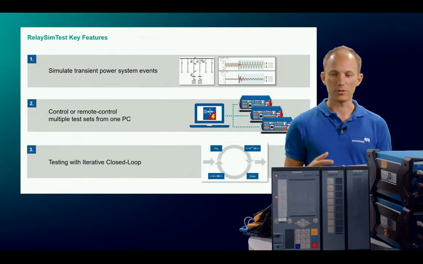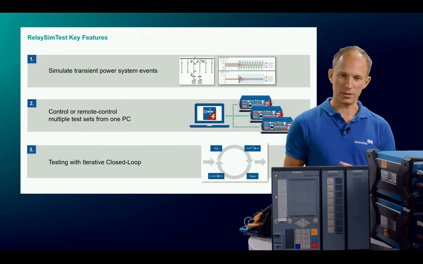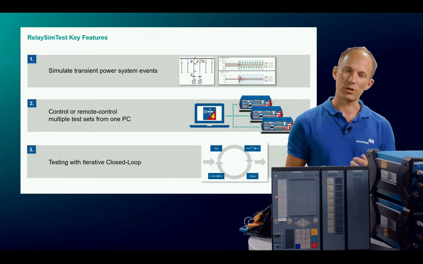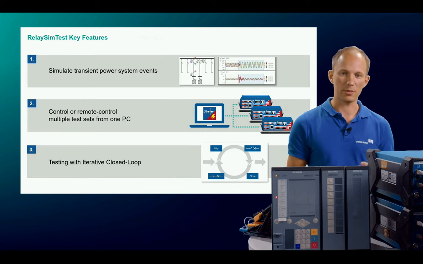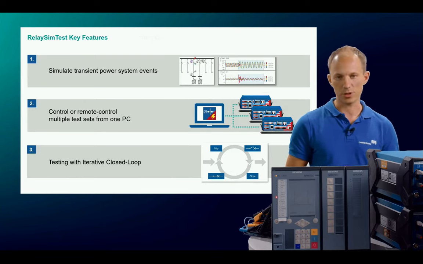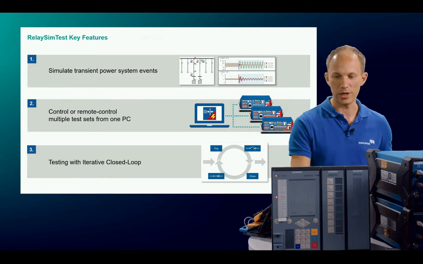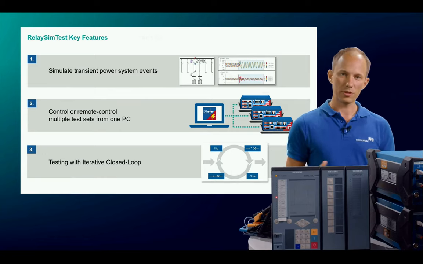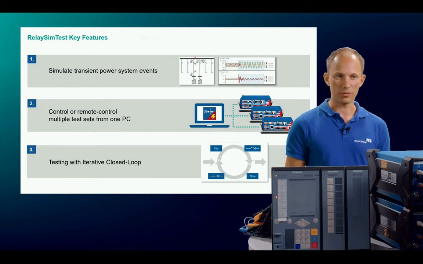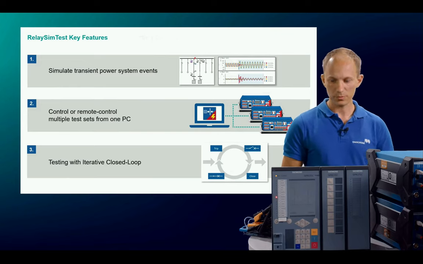We have the ability to react on the protection relay behavior, and we can open or close circuit breakers and adapt our power system simulation according to the behavior of the relay. And we do that not closed loop in real time, but with an iterative approach.